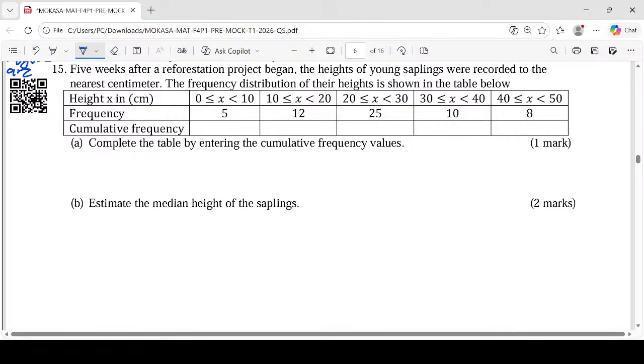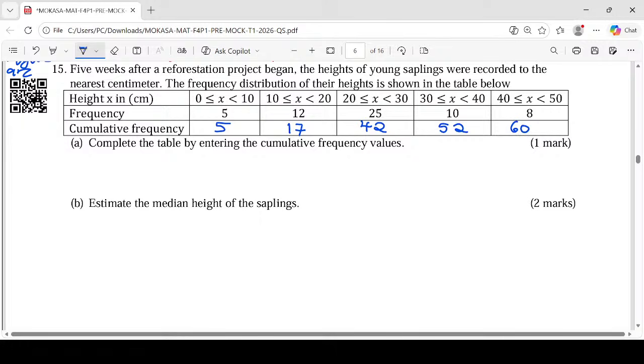So let's fill the CF column. The first value should be 5. Then 5 plus 12, that is 17. 17 plus 25, that is 42. 42 plus 10, that is 52. 52 plus 8, that is 60. We are done, and you've gotten your 1 mark.